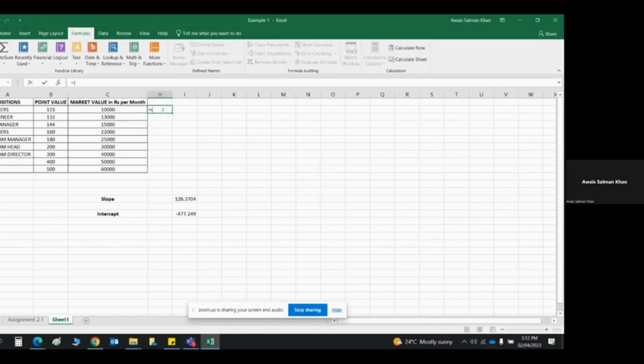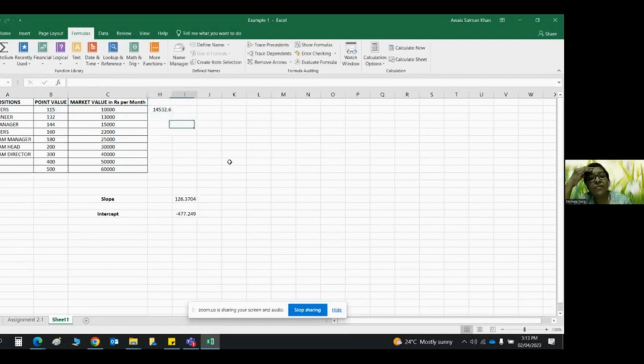So slope, put the slope value, 126. I would recommend you put the value, because that's not changing, right? So put the value 126, multiplied by the point value. Now you can put your cell formula. Point value cell is B2. Close the bracket.